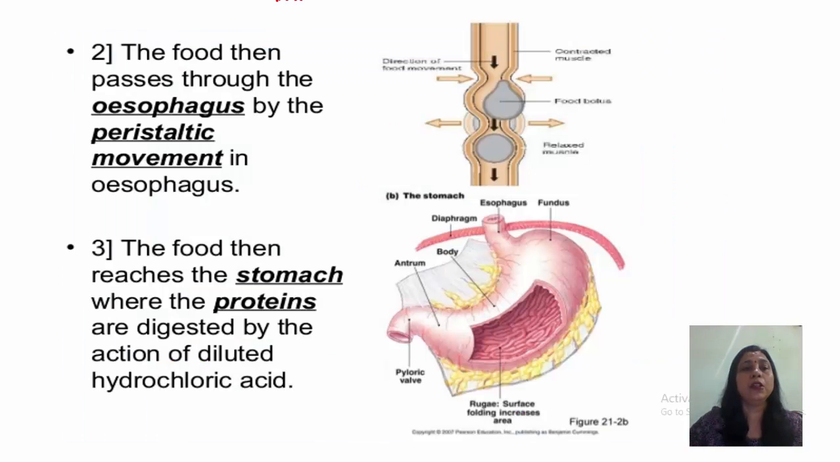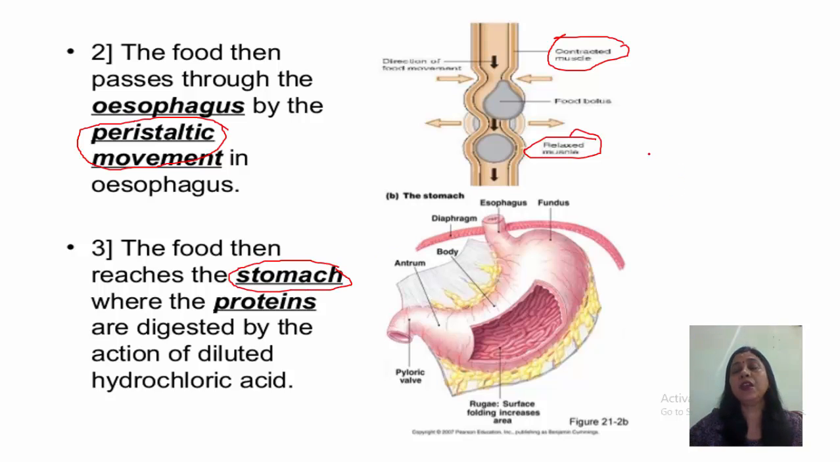Now from there, the food passes through the esophagus by the special movement of the muscles which is known as peristaltic movement. Peristaltic movement is done by the contraction and the relaxation of the muscles of the alimentary canal. Actually, food is passed throughout the alimentary canal by the movement of these muscles, which is known as peristalsis. So there is contraction and relaxation of the muscles and the food is pushed. Now from the esophagus, the food reaches the stomach.